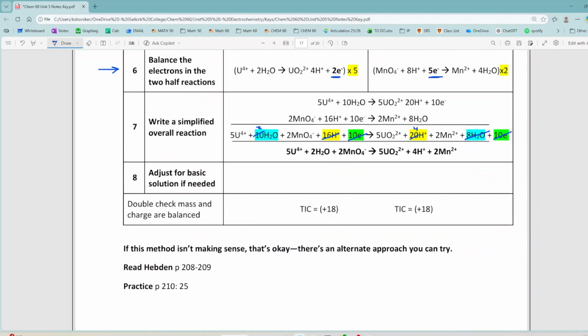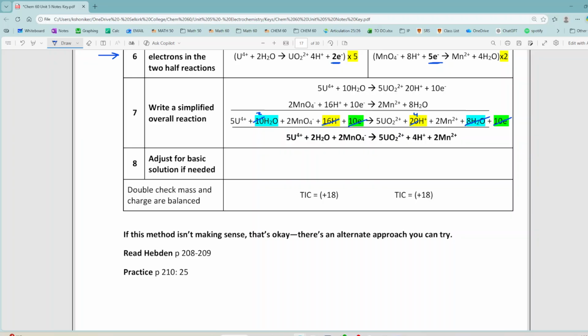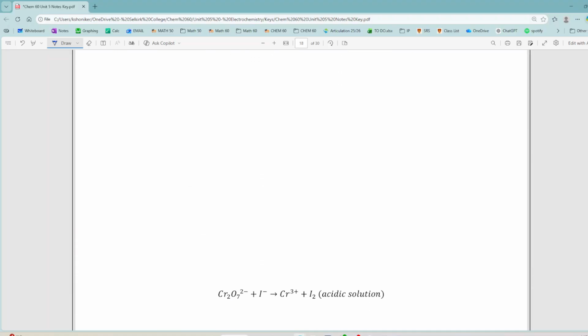Now if anybody finds that really confusing, there is an alternative method. I will say it's not necessarily less work, it's maybe a little bit more mental work. The reason I like this method and I teach this method is that it's just flowing from what we just did. But if this method is like, heck no, I won't go, you can read Hebden and you can do the practice questions on page 210, number 25. I might make some optional videos to watch method 2, but really what I recommend is just reading the textbook for now. And if enough of you ask me, I will make an alternative video. But I will say it's not any easier.